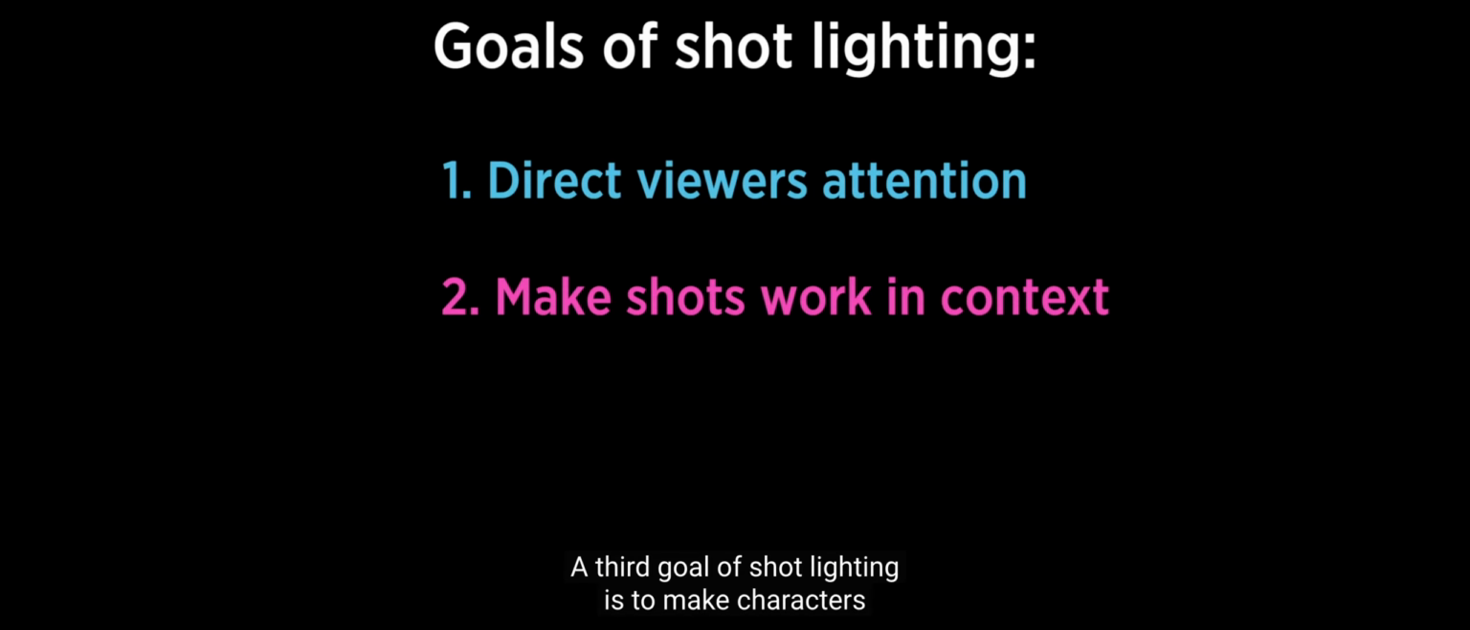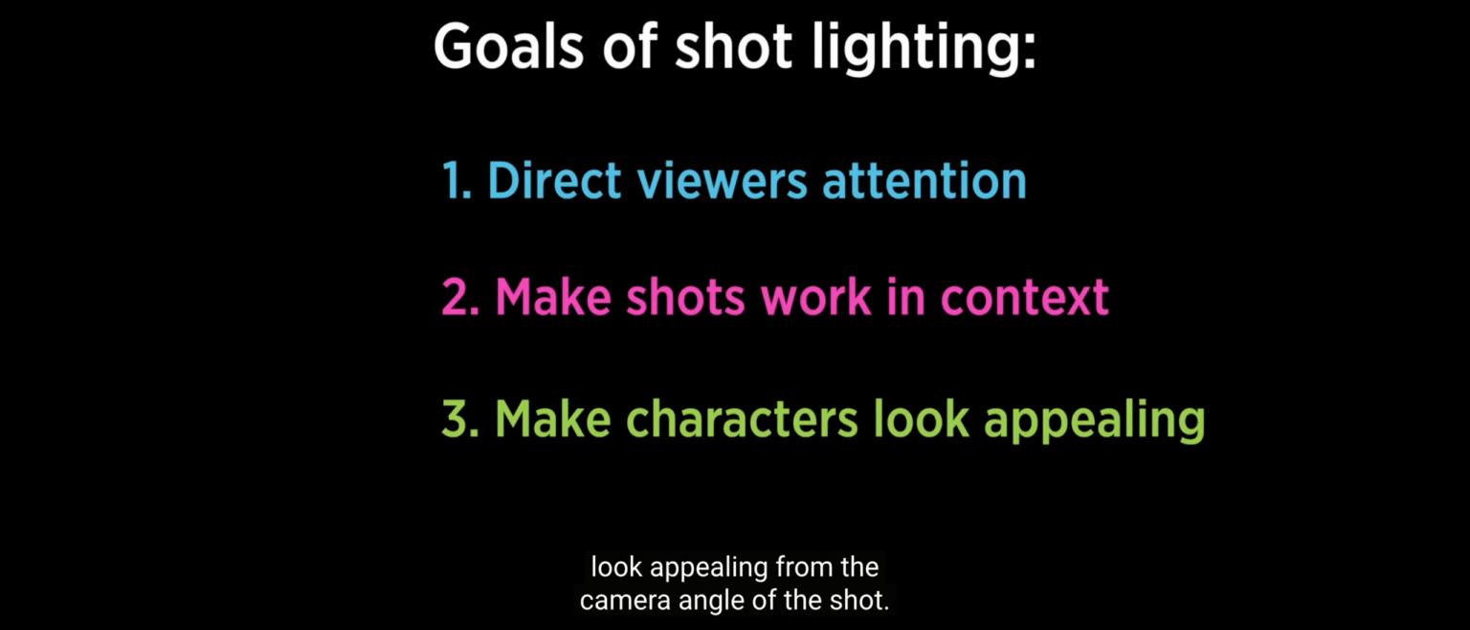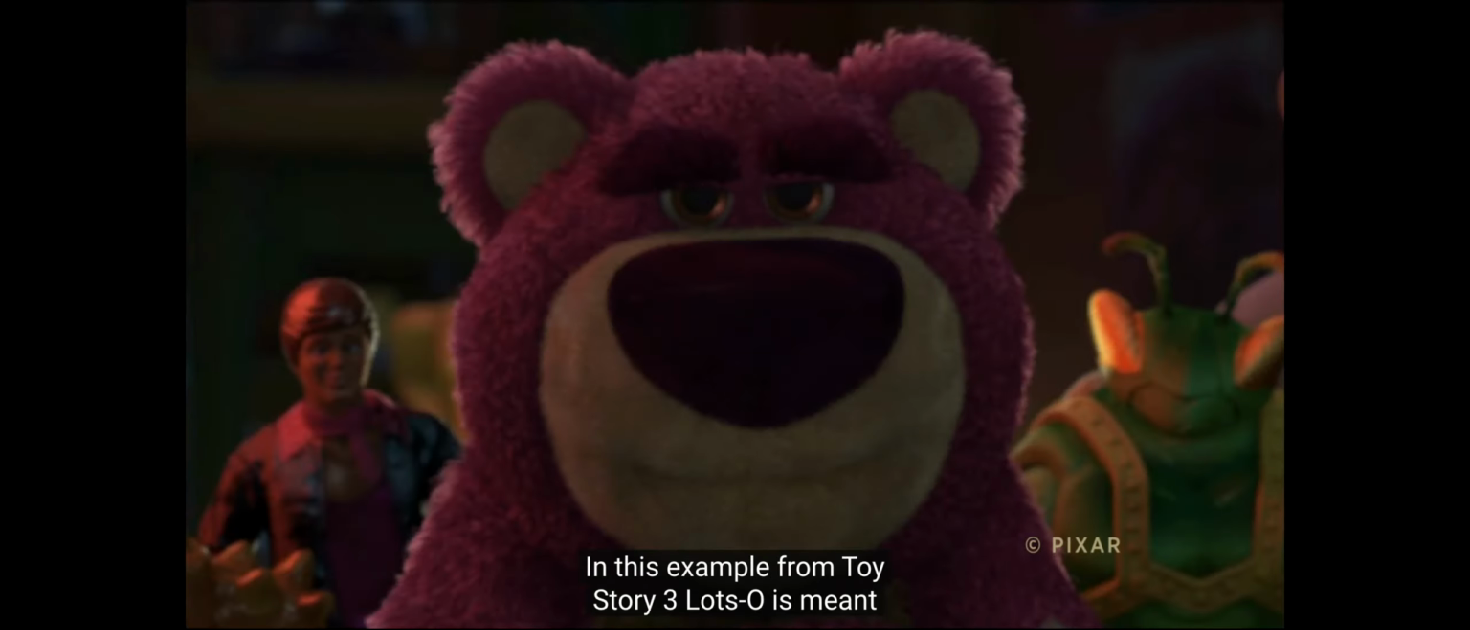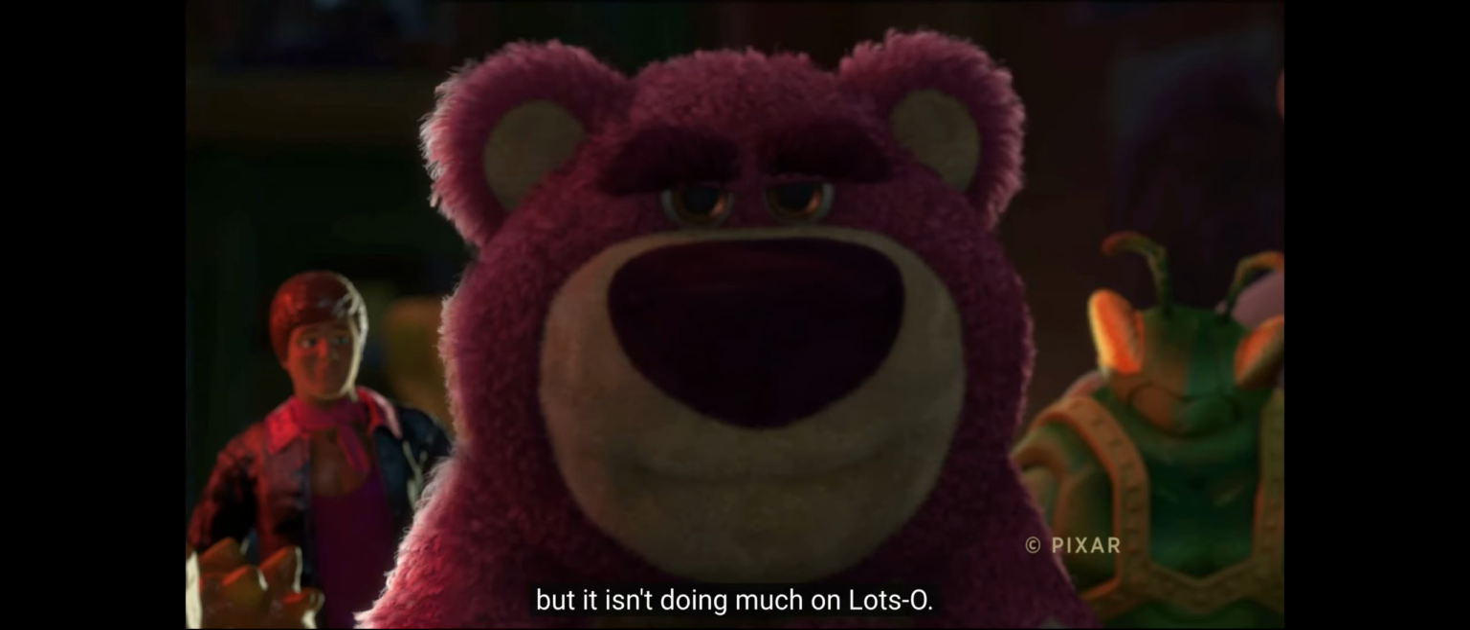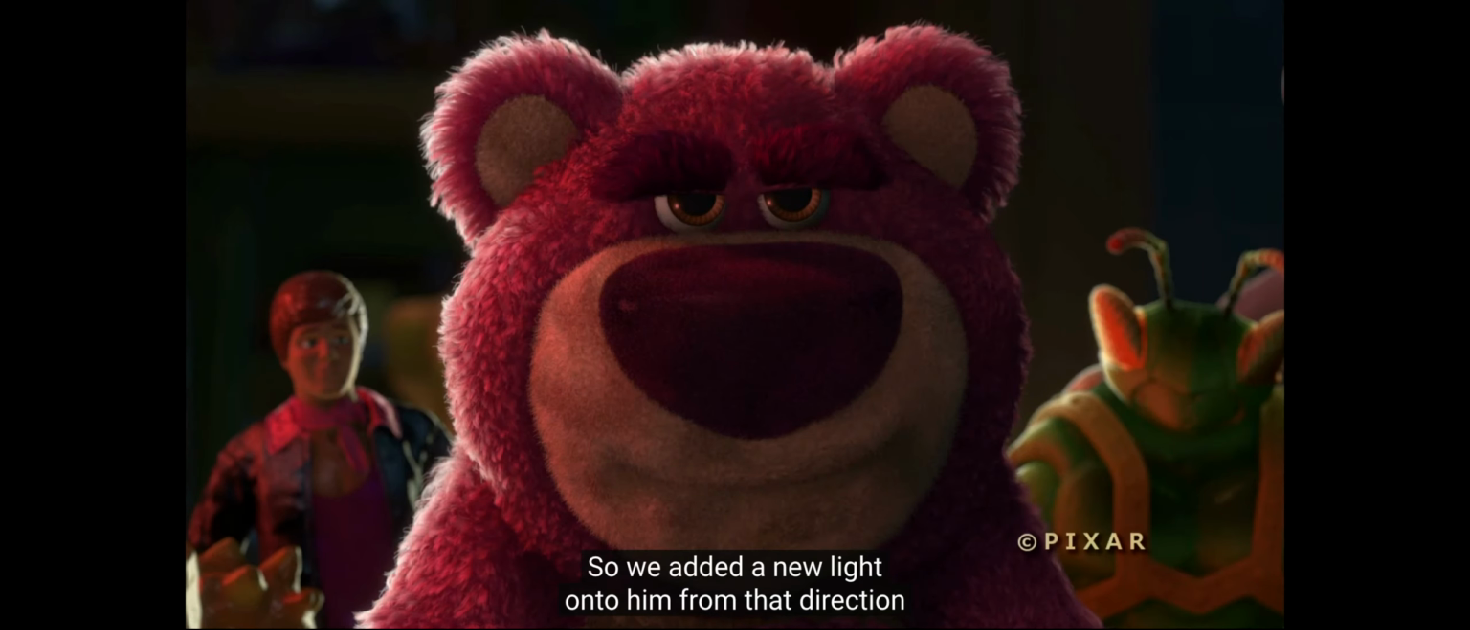A third goal of shot lighting is to make characters look appealing from the camera angle of the shot. In this example from Toy Story 3, Lotso is meant to look mean and even a little evil. In master lighting, there is a red light that is coming from the left side of the screen, but it isn't doing much on Lotso. So we added a new light onto him from that direction to emphasize the red and also give him more shaping on his face. We also added more red light to the bug character and Ken, who are behind Lotso. This serves to not only give them more shape, but to also support the idea of the red light in the background. Since the light is red, it reinforces the idea that they are Lotso's henchmen.